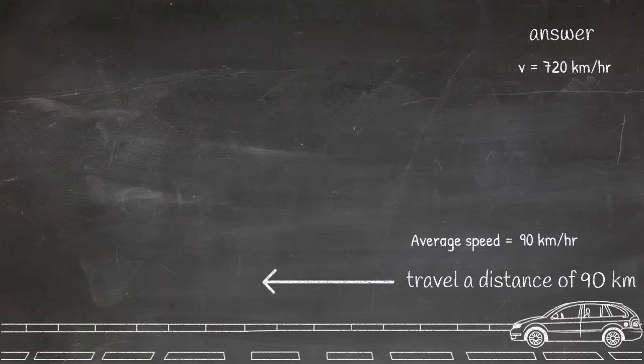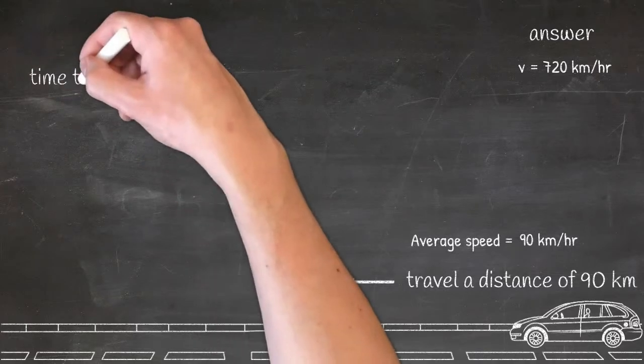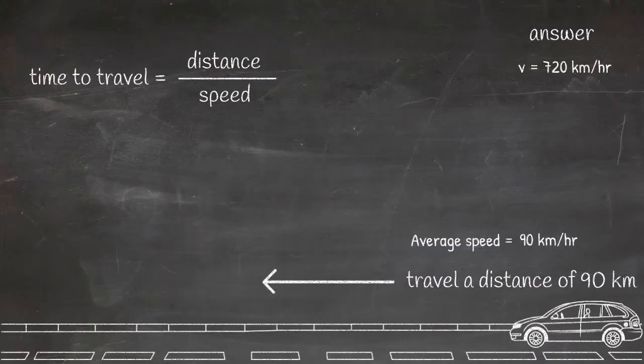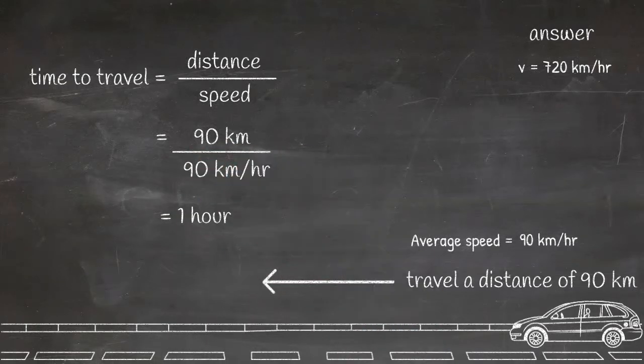Maybe you have the answer in your head already, but let's step through it. The time to travel that will be the distance you travel divided by the speed you're traveling at. So 90 kilometer distance divided by 90 kilometers per hour gives you 1 hour. So we want to have an average speed of 90 kilometers per hour in this particular problem. That's what we're given. So that means we have to complete the trip of 90 kilometers in an hour.